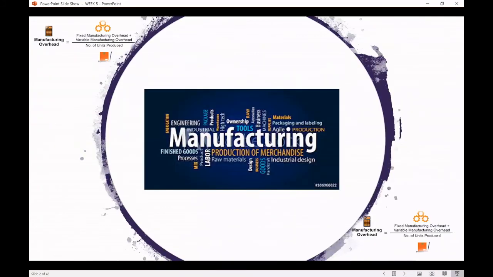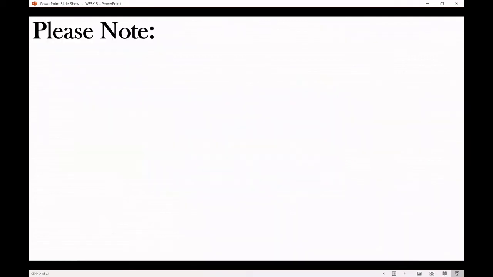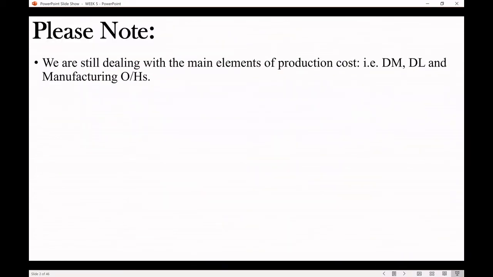Today we'll be turning our attention to manufacturing overheads. The point to note is that we're still dealing with the main elements of production, right? And the main elements of production include your direct material, your direct labor, and your manufacturing overheads. However, for this session, we'll be diving a little bit deeper into what manufacturing overheads are and how we go about accounting for them in a little more detail.